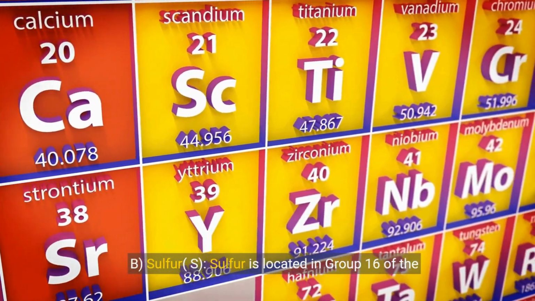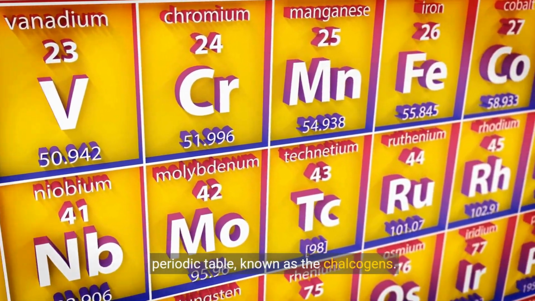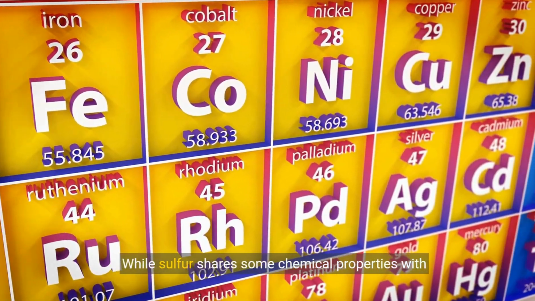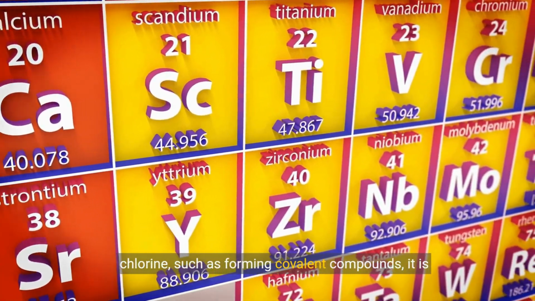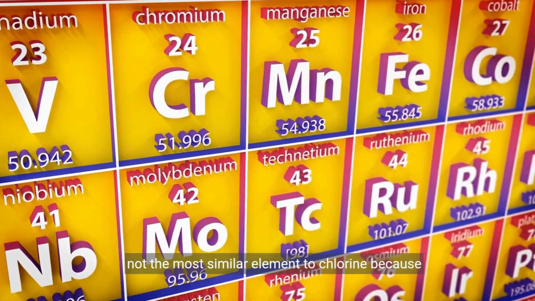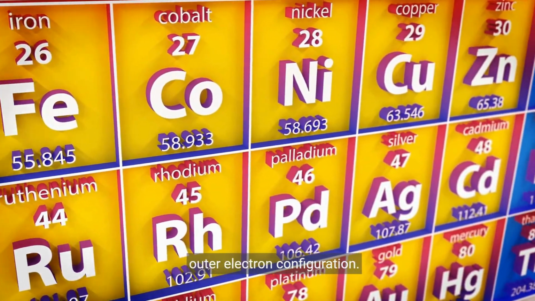B. Sulfur, S. Sulfur is located in group 16 of the periodic table, known as the chalcogens. While sulfur shares some chemical properties with chlorine, such as forming covalent compounds, it is not the most similar element to chlorine because it belongs to a different group and has a different outer electron configuration.